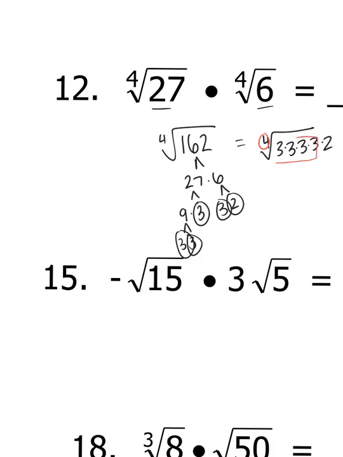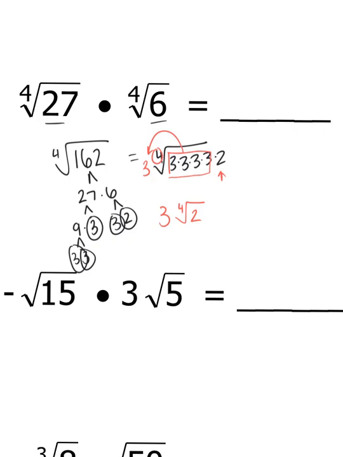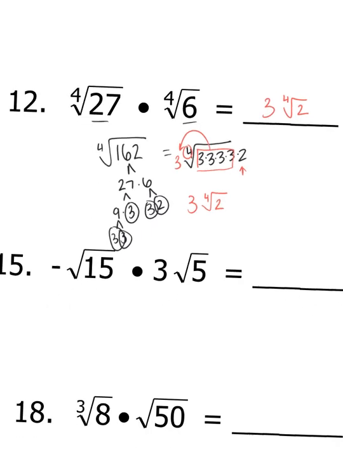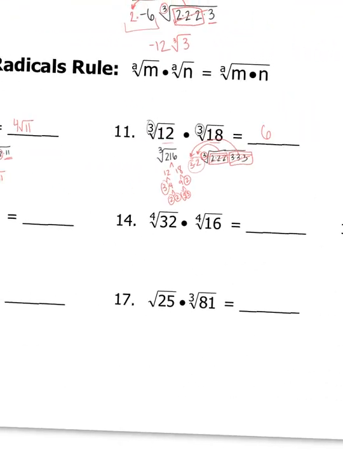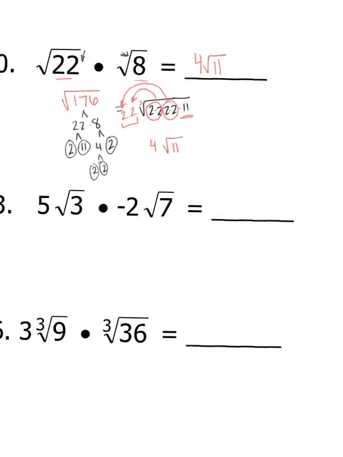Here's a group of 4 3s, so I can take one of them out. This 2 is stuck inside because he is not a part of a group. So my answer then for number 12 is 3 times the fourth root of 2. Don't forget to include your index in the answer. If you don't have that little index, then I'll assume you're meaning a square root, and that is not the same thing as a fourth root, so be really careful there.